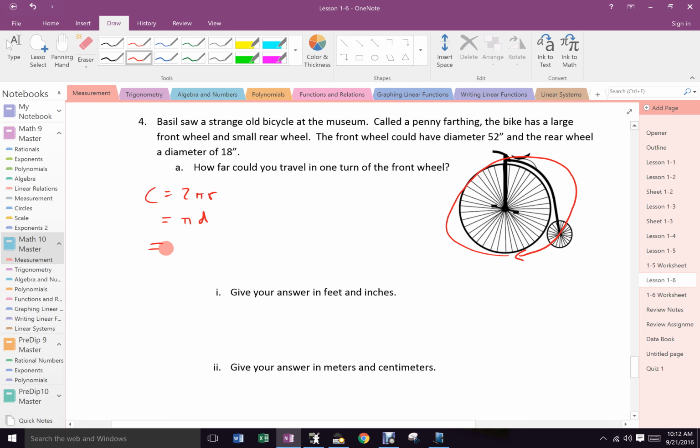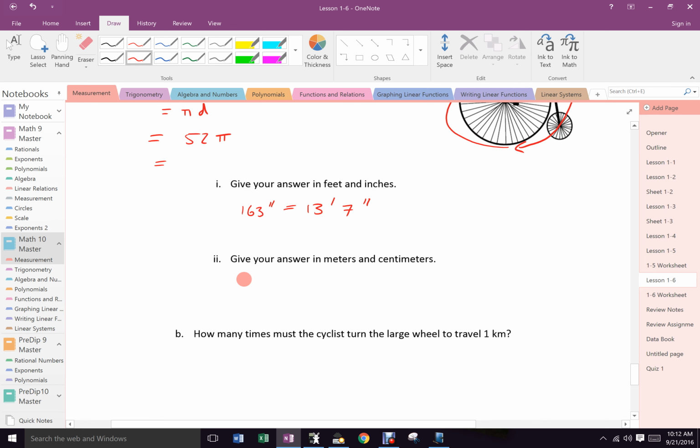What's the d? 52 inches. 52 pi, right? So you do that on your calculator, and you get about 163 inches, which you would then convert to feet and inches by dividing by 12. 13 times 12 is 156, right? So it was 13 feet, 7 inches. Yeah? And for meters and centimeters, I did 163 inches times 2.54 centimeters.